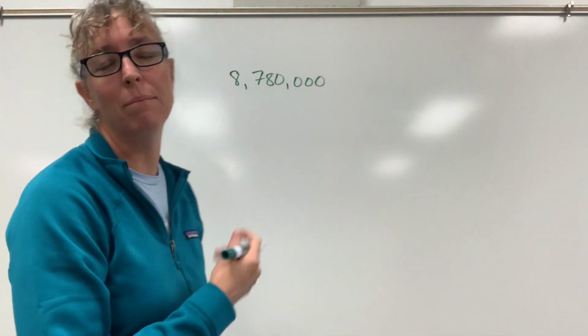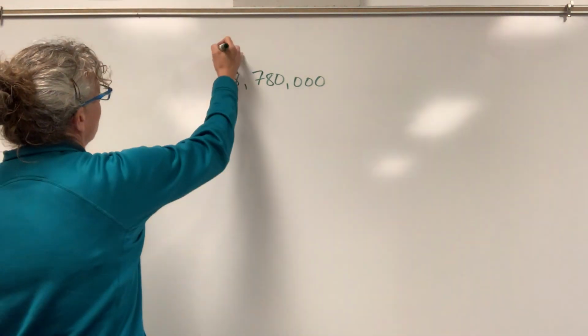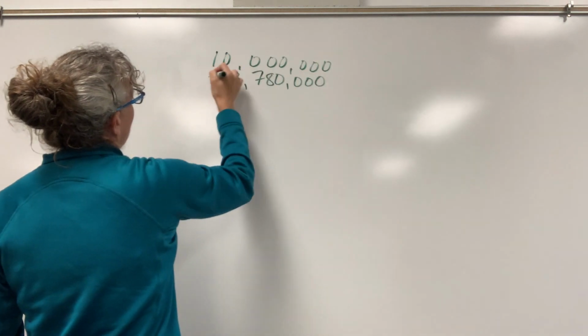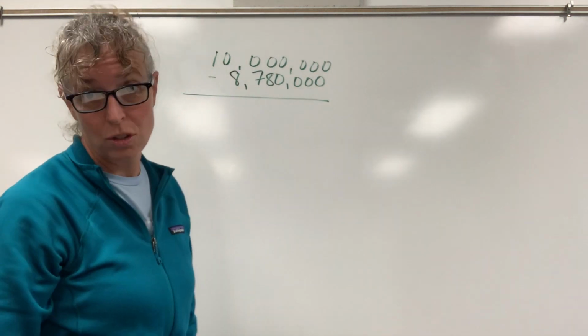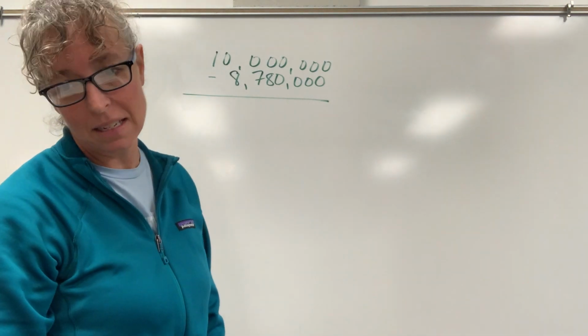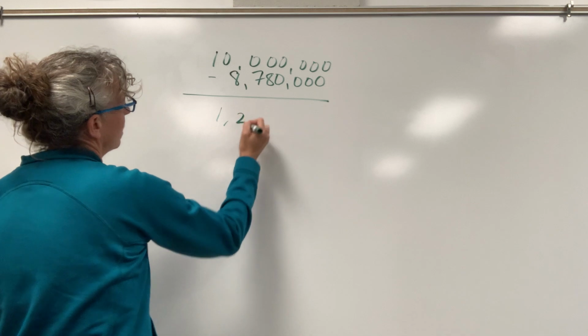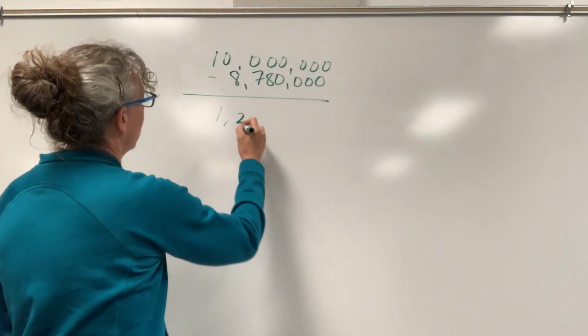So how would I figure out how many more it needs? You're right. I would take the total to get the award minus what I already have sold to get how many I need to sell. Okay, so I get 1,220,000.